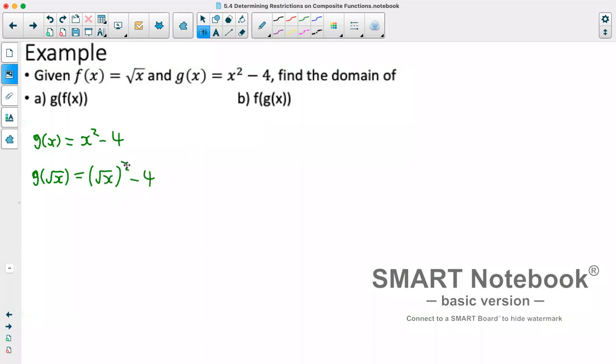Now, whenever we have a square root squared, what we get out is the absolute value of what's inside. So that'd be g of f of x is equal to the absolute value of x minus 4. This would be x has to be equal or greater than 0 because at one point we had it inside a square root. So we couldn't have a negative value there.